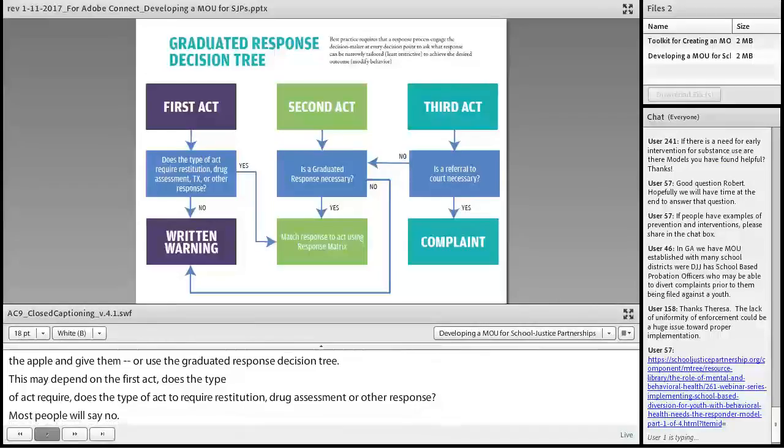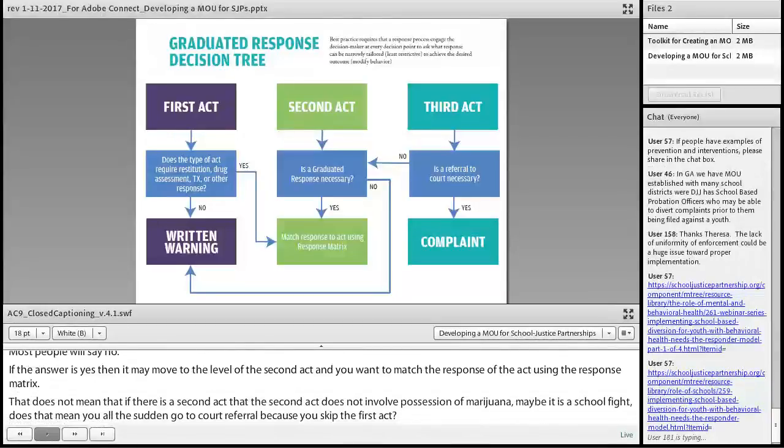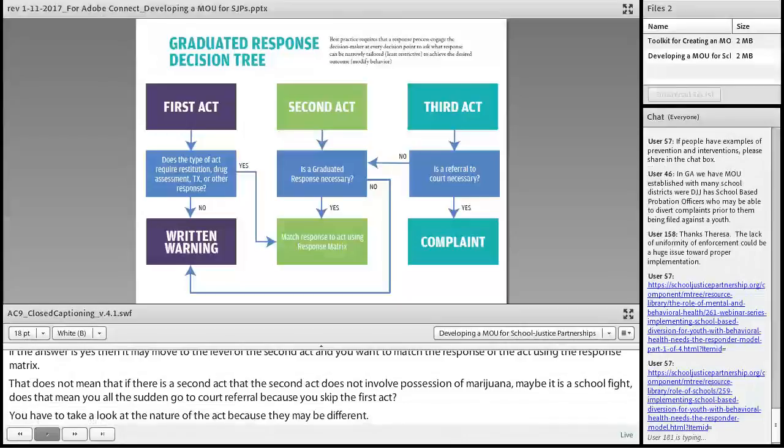Now, that doesn't mean that if there is a second act, but that second act doesn't involve possession of marijuana, maybe it's a school fight, all right? Doesn't mean that all of a sudden you go to court referral just because you skipped the first act. You have to take a look at the nature of the offense, because they may be different. We get concerned in our business when we begin to see a pattern of the same type of offense. That's a little bit more aggravating. But kids are kids, and they'll mix it up with their decision-making.